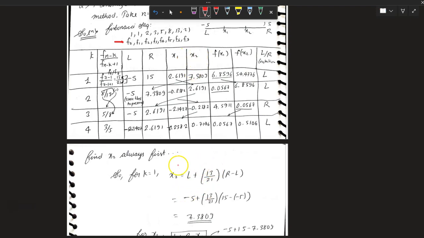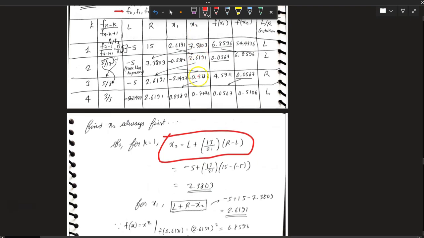For x2, you have a formula here. Okay, so remember this formula: L plus this ratio into this length. Okay, so L plus this ratio into this length. So it will come as 7.3809. Okay, so after finding x2, how to find x1?